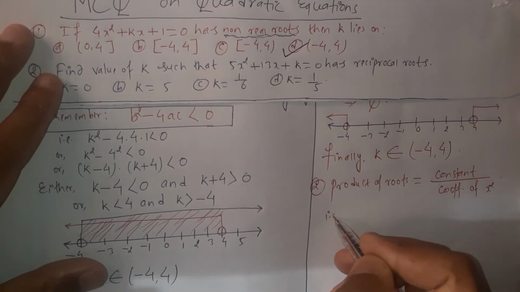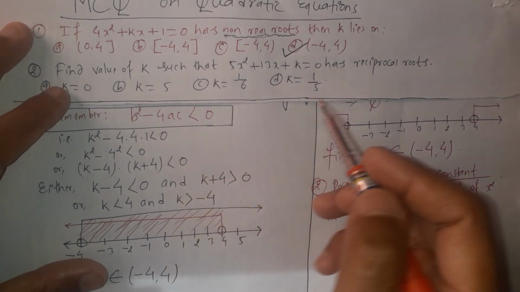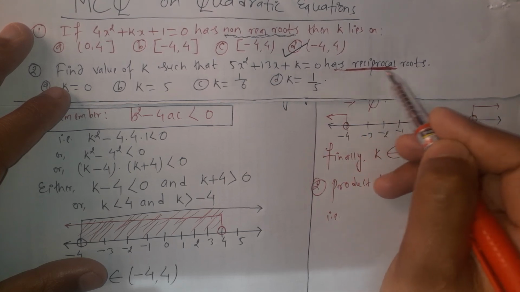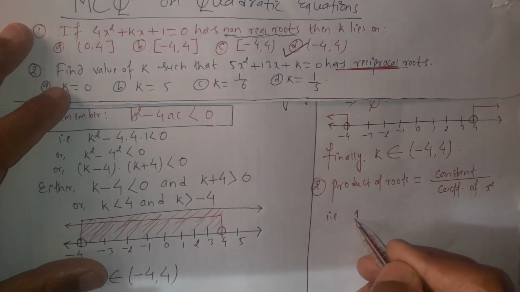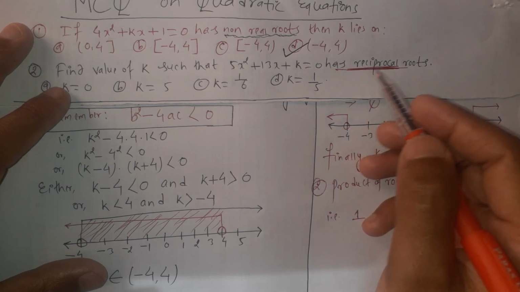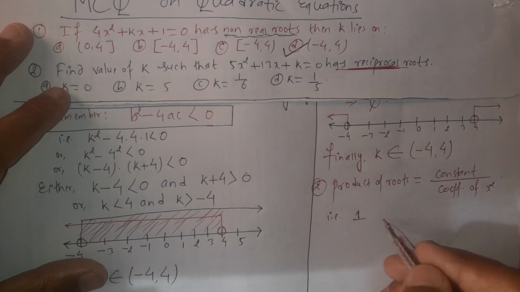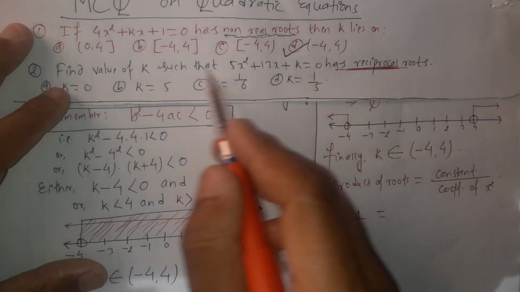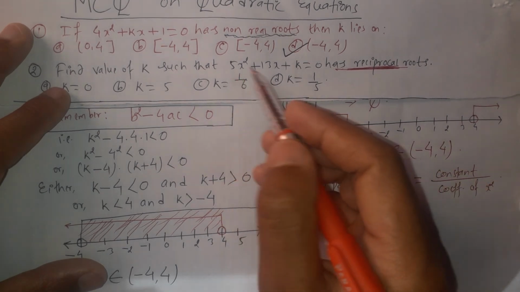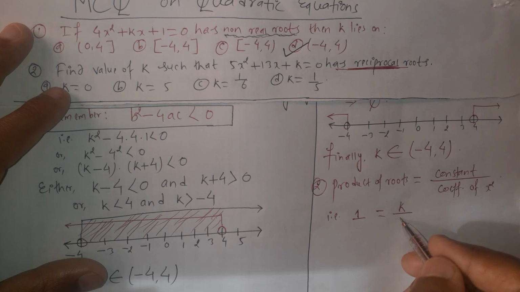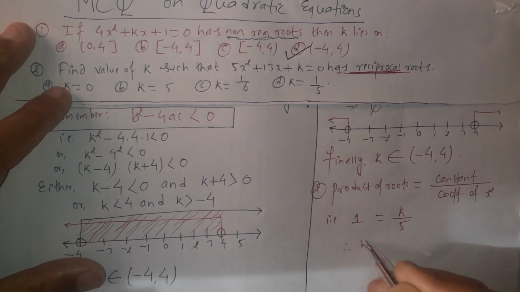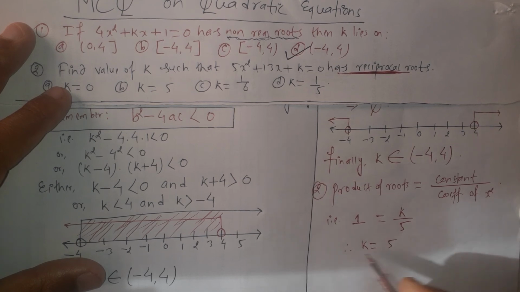Now the product of the roots. Here the roots of the equation are reciprocal to each other. The product of reciprocal numbers always gives 1. They are multiplicative inverses. If we multiply the reciprocal numbers, the result will be 1. This is equal to the constant term, and here in this equation the constant term is k, divided by the coefficient of x square. The coefficient of x square is here 5. Doing the cross multiplication, we get the value 1 times 5 is 5.